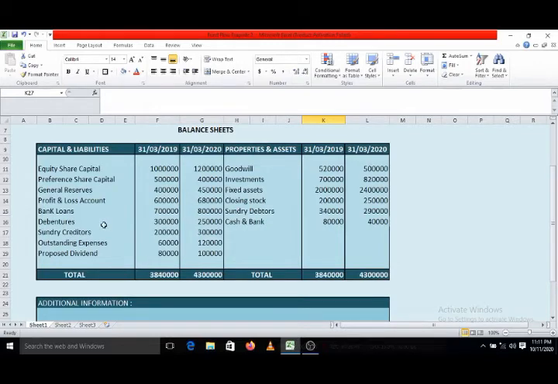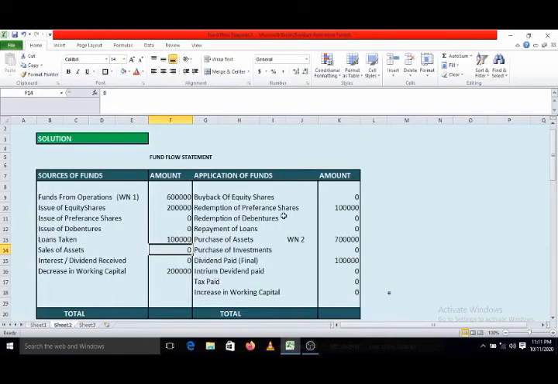Next one is debentures. Debentures first year is 3 lakhs, second year it is 2 lakhs 50,000. Now here you can check out debentures have decreased by rupees 50,000. Now this reduction in the amount of debentures is on account of repayment of debentures, means redemption. So redemption of debentures, whether it is a source or application, obviously application. You can check out application side, redemption of debentures 50,000.